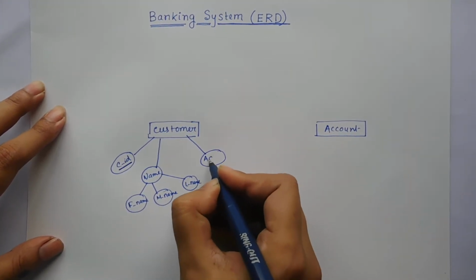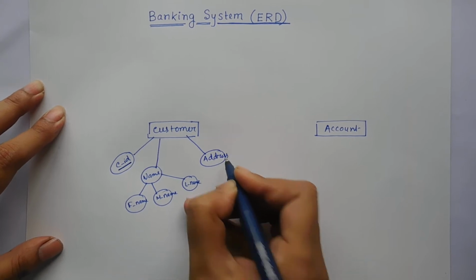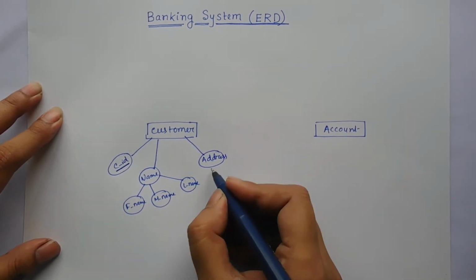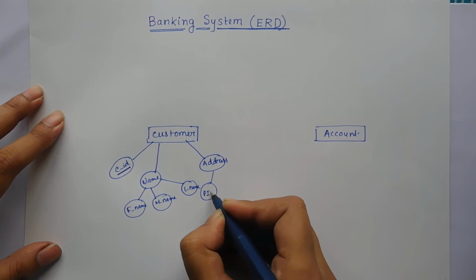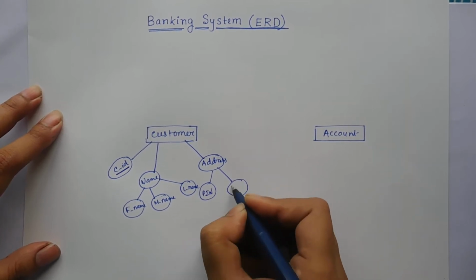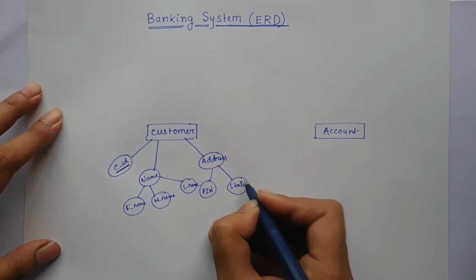Okay, so this is a composite attribute. So next, suppose it is address. Address is also a composite attribute. It is divided into PIN, state, and country.